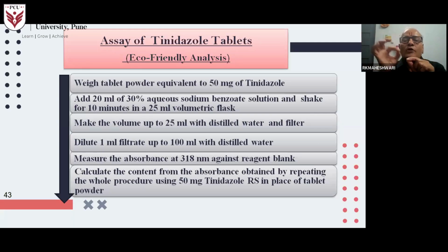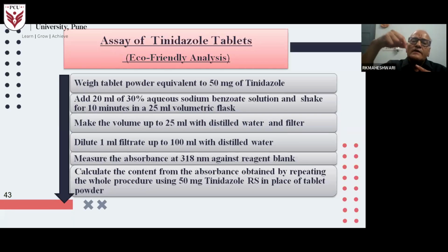Pure drug sample means the sample which you obtain from a company, or you purchase, or you get as a gift sample, on which it is written that the drug content is 99%, for example. Based on that drug content, you will weigh 50 milligram of indazole pure drug sample. It will be transferred into a 25 ml volumetric flask. You will add 20 ml of 30% sodium benzoate solution.